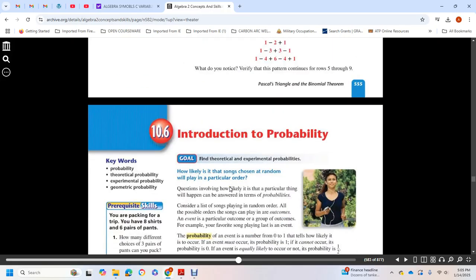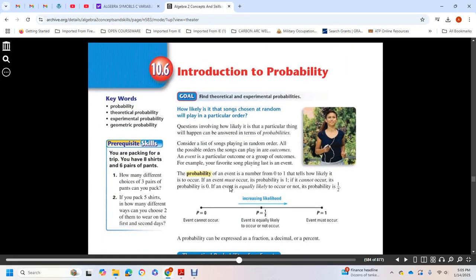All right, 10.6, introduction to probability. Goals: find theoretical and experimental probabilities. How likely is it that a song chosen at random will play in a particular order? Questions about how likely a particular thing is to happen are answered in terms of probability. Consider a list of songs playing in random order. All the possible orders the songs can be in are outcomes. An event is a particular outcome or group of outcomes, for example, the favorite song plays last.